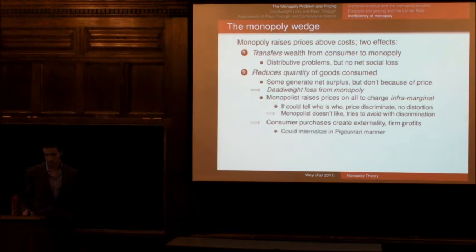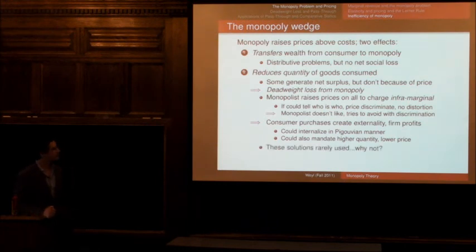So this creates a natural question, which is, if market power is really just an externality, why don't we just internalize it in the same way we do any other externality? Why don't we just give a subsidy to firms that are monopolists? Or why don't we mandate higher quantities, like you would in something like cap and trade, right? In practice, we really don't use these solutions very often. It's very uncommon that a response to market power is to subsidize the good.